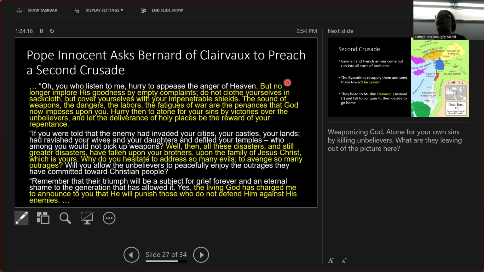So once again, we have this idea, we can atone for our sin, we can reconcile with God by fighting non-Christians. And let the deliverance of holy places be the reward of your repentance. If you were told that an enemy had invaded your cities, your castles, your lands, had assaulted your wives and daughters and defiled your temples, who among you wouldn't pick up weapons? Well then, all these disasters and still greater disasters have fallen upon your brothers, the family of Jesus Christ, which is yours. So he's basically saying this terrible stuff has happened to our Christian brothers in Edessa, so we need to go help them out. God has charged me to announce to you he will punish those who do not defend him against his enemies.